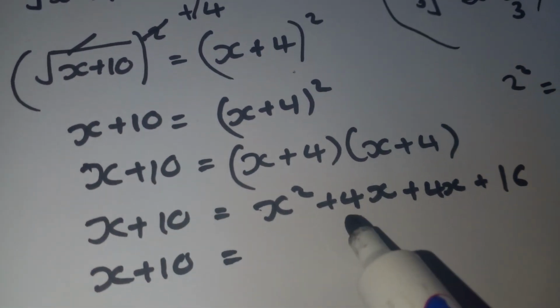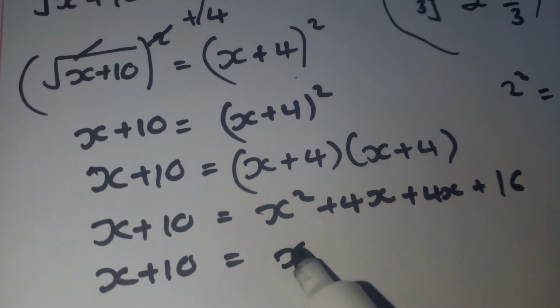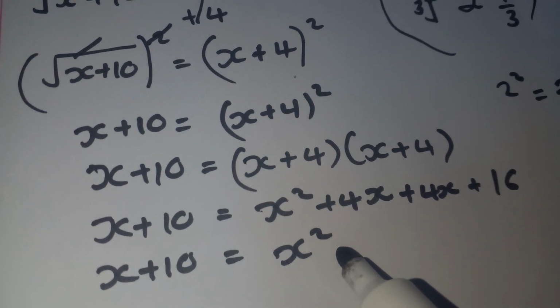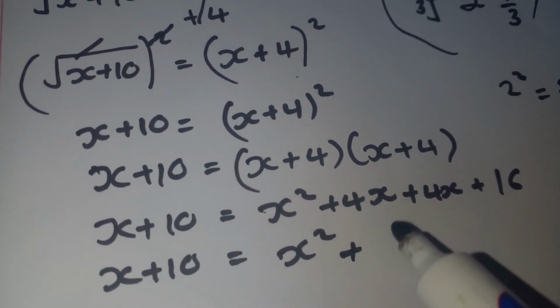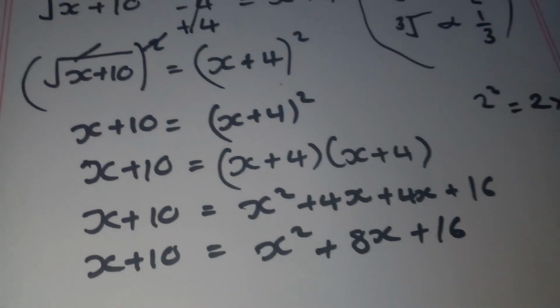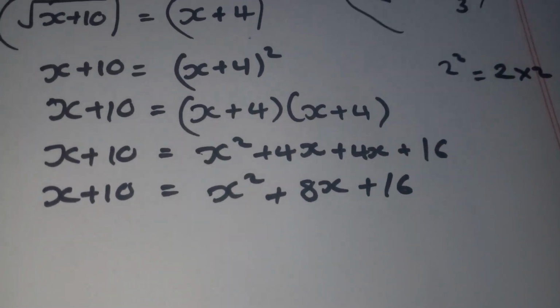We collect like terms here. 4x and 4x, they are like terms. So it's x squared plus 4 plus 4, it is 8x, and then plus 16. Okay, so now it makes a lot of sense.